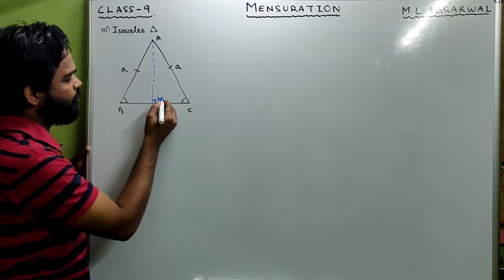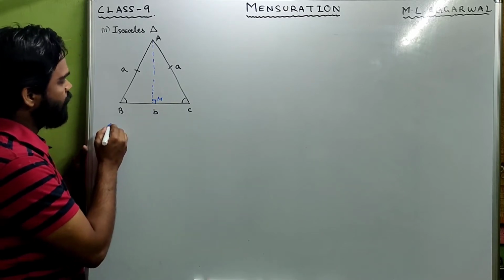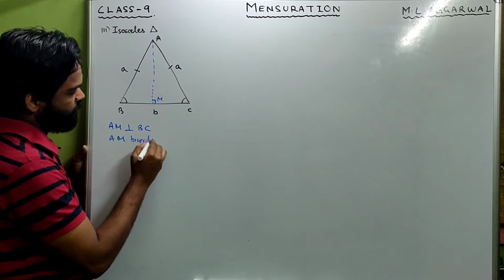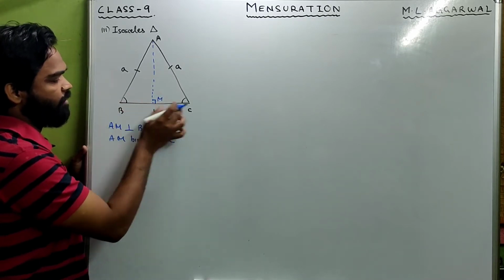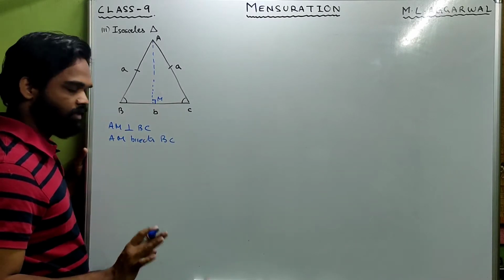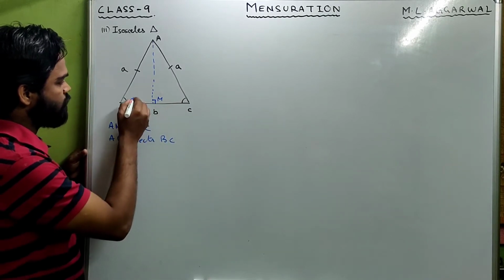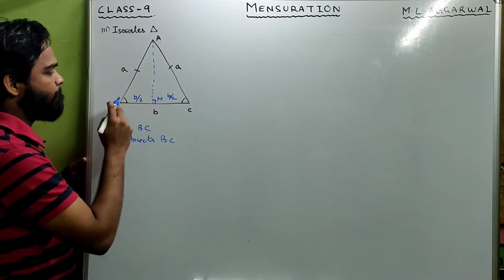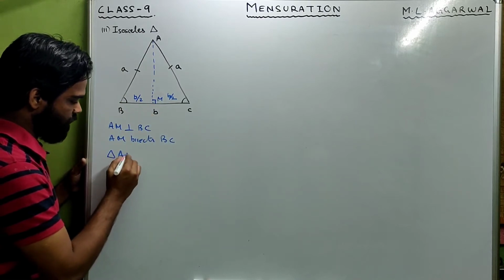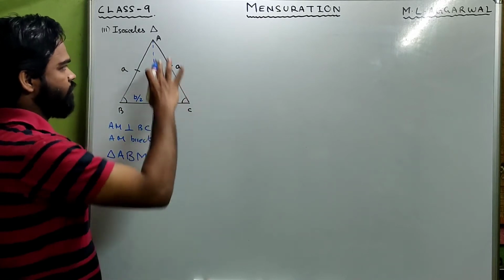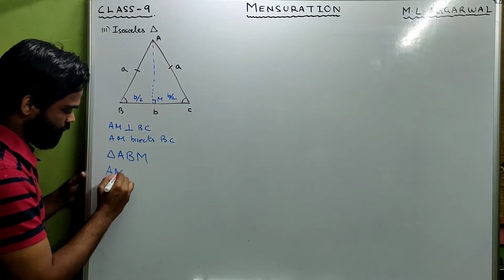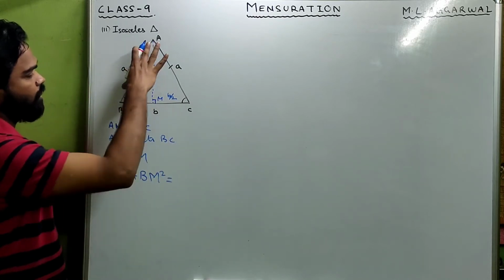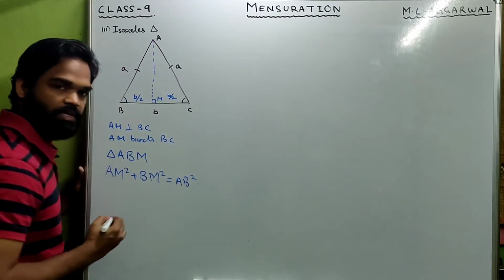Now we drop a perpendicular AM on BC. AM is perpendicular to BC, so AM bisects BC. Again, you can prove it. BM equals MC by congruency. So this is b by 2 and this is also b by 2. Look at triangle ABM. If you look carefully, then AM square plus BM square is equal to AB square, isn't it?